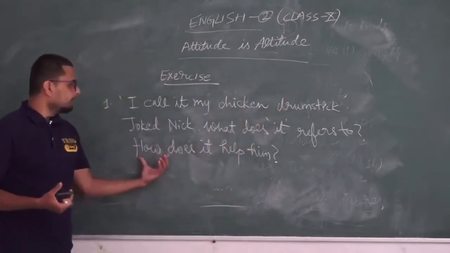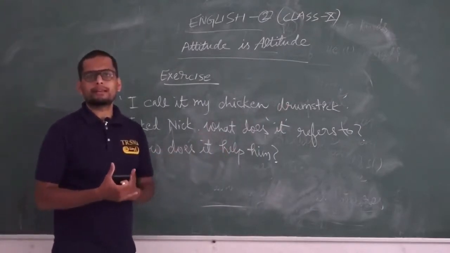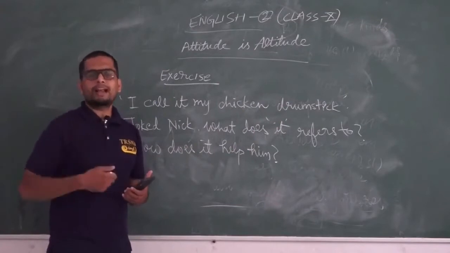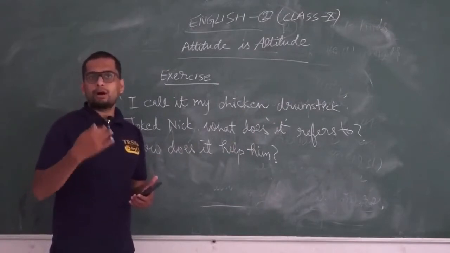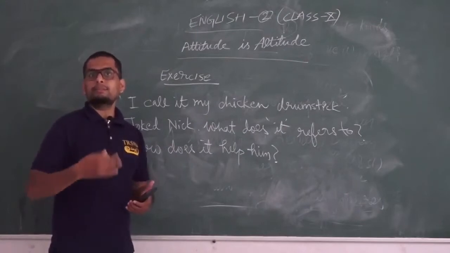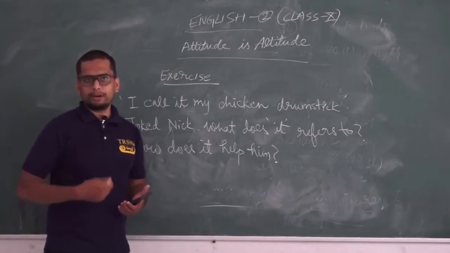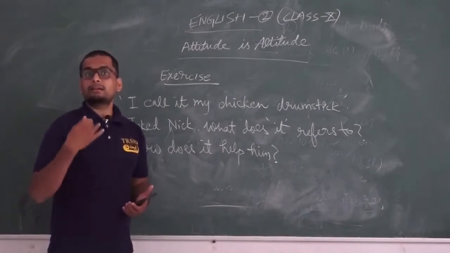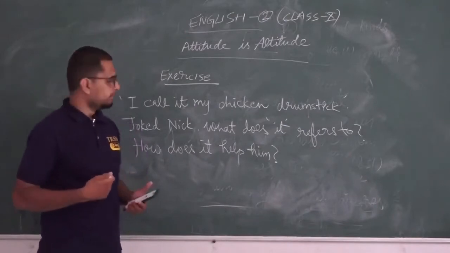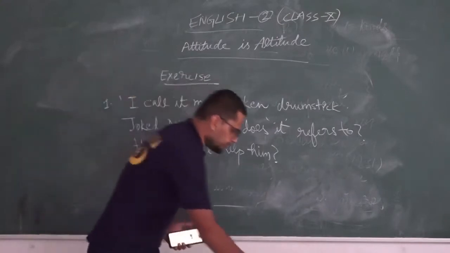Now, what is the next question? How does it help him? We already know that Nick uses his small leg, which he calls a chicken drumstick, in performing so many tasks, for example balancing his body, swimming, writing on the board, and many other works. So I hope you understood this question. Let us move to the next question.